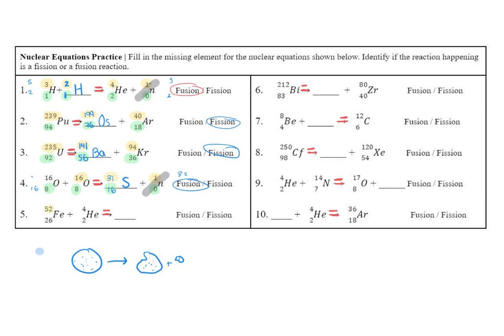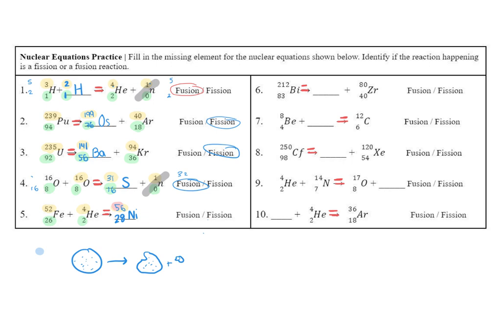So I got my highlighter. 52 plus 4 has to equal this number here. Oh, that's the easiest one. I'm just going to add them right up in my head. 52 plus 4 is 50. Let's try that again. 56. And now we do the bottom ones. 26 plus 2 has to equal, that's going to be 28. The element that has the atomic number 28 is nickel.